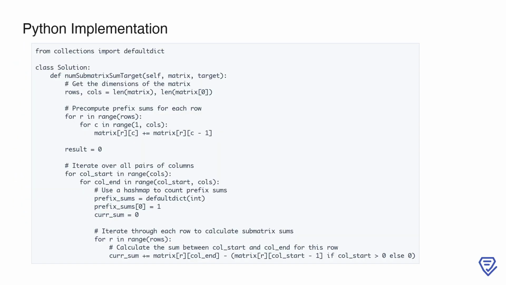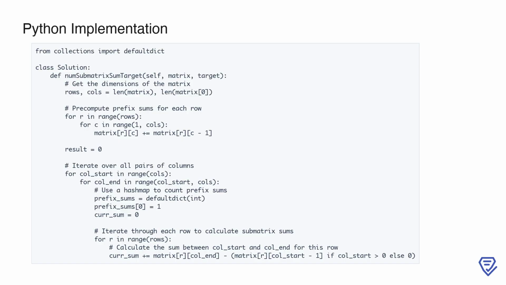Here, we start by importing the defaultdict from Python's collections module, which will help us efficiently manage prefix sums later on. Within the Solution class, the numSubmatrixSumTarget method is defined to solve the problem. First, we determine the dimensions of the matrix by retrieving the number of rows and columns. Next, we pre-compute the prefix sums for each row to prepare for efficient submatrix sum calculations.